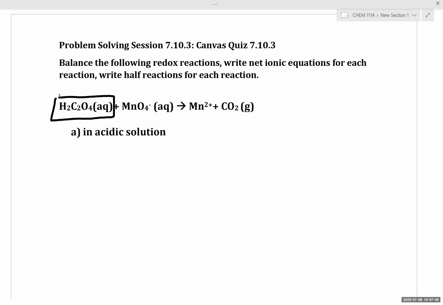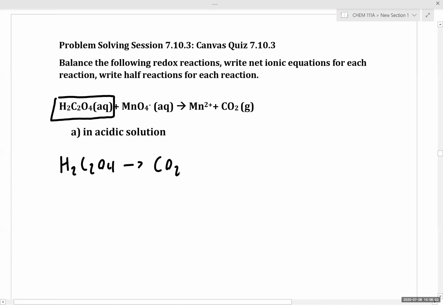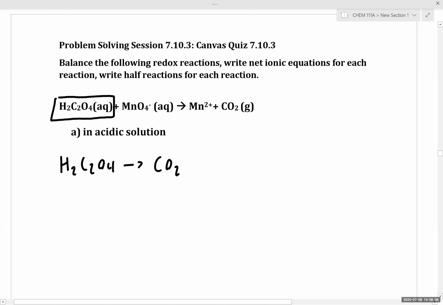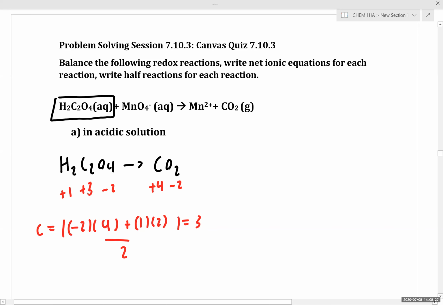Okay, so to give everyone a little bit of guidance, let's look at this first half reaction involving oxalic acid. So we have H2C2O4 going to carbon dioxide. Now looking at our oxidation numbers, in carbon dioxide we have an oxidation number of +4. In oxalic acid, our carbon oxidation number is -2 times 4 plus 1 times 2 over 2, which gives us an oxidation number of +3.